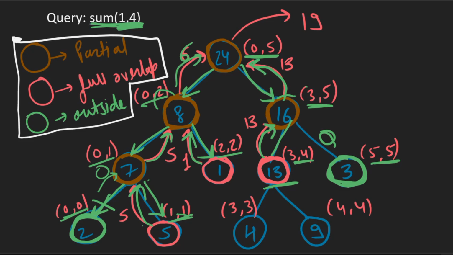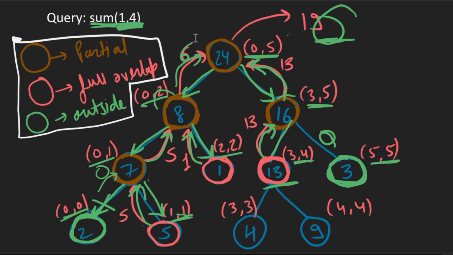So its parent node will get 6 from left and 13 from right. So 6 plus 13 is 19. So 19 is the answer. So the sum from the range 1 to 4 is 19. So we get our answer.